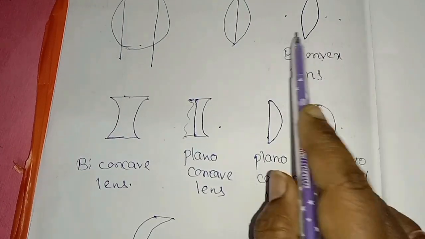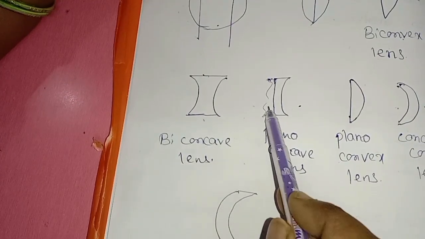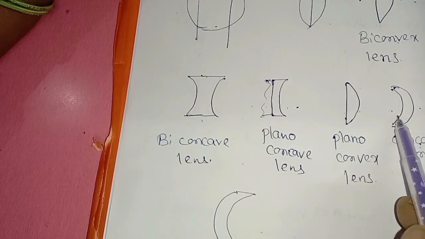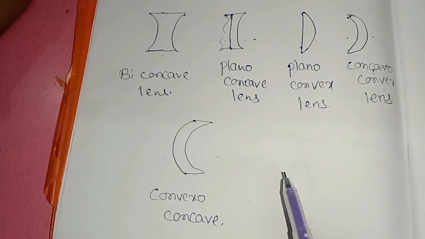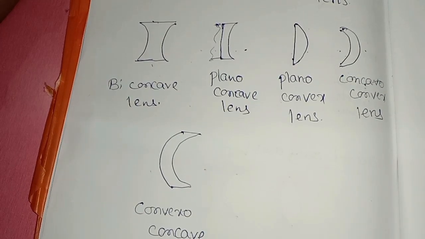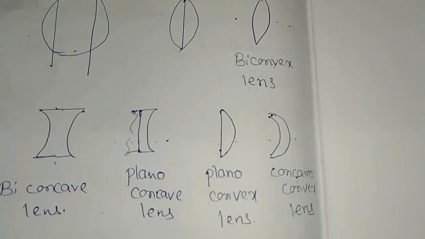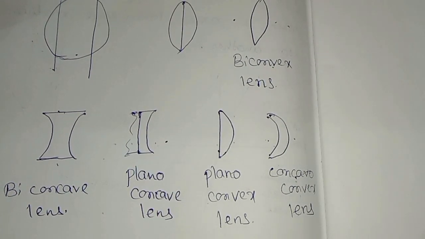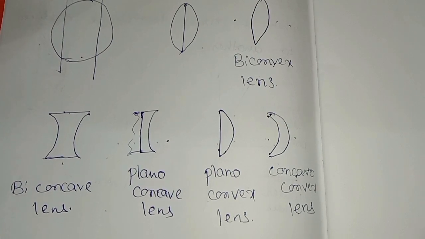These are the six different types of lenses available. Biconvex lens, both sides are bulged. It is biconcave. Plano concave, plano convex. Concavo convex, convexo concave, right? These are the different types of lenses. Generally where do we use these lenses? These are used in making spectacles and in microscopes, right?